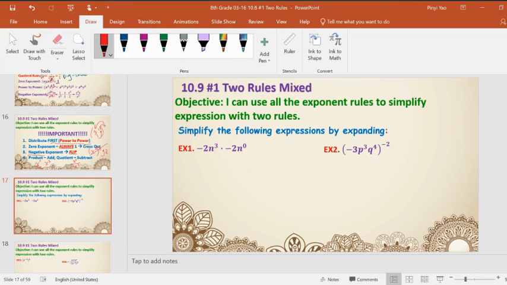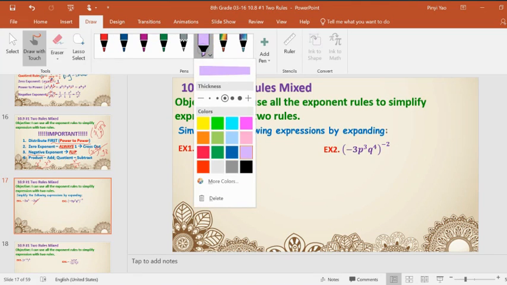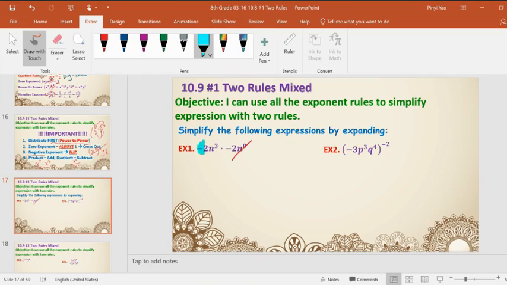First, power to power. We don't see any parentheses, so we don't need to deal with that. Second step, zero exponent. I do see a 0, so I'm going to cross it out. And third step, negative exponents. I also didn't see any negative exponents, so we can move on to the fourth step, which is start combining things. I do see the number -2 in the front and the -2 right there. I'm going to combine them. -2 times -2, that should give you a +4.